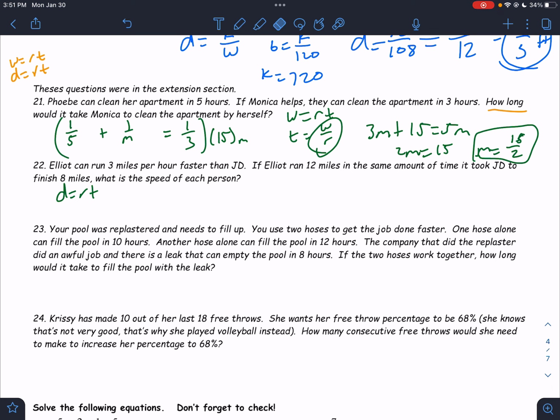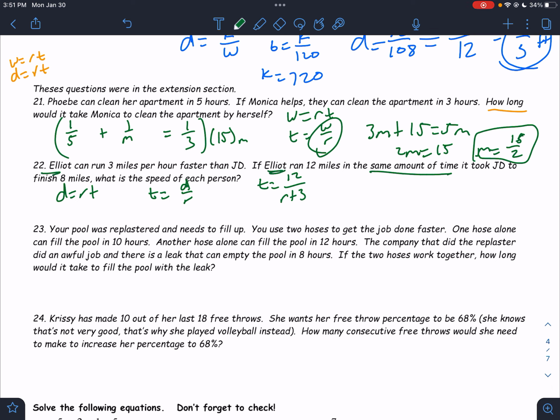Wait a second. Let's read it again. Elliot can run 3 miles per hour faster than JD, so his rate is 3 faster. The distance is 12. Okay, let's do time equals distance divided by rate, because their time is going to be the same. So let's do Elliot's and JD. The time is going to be the same, so that doesn't matter. The distance is going to be 12, and he's going a rate of plus 3.